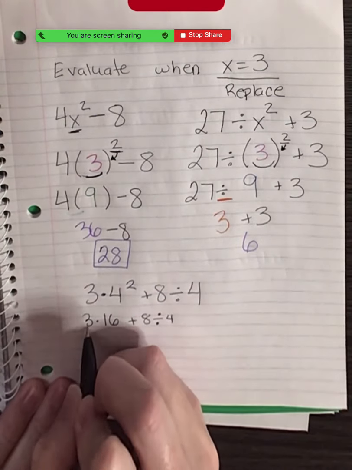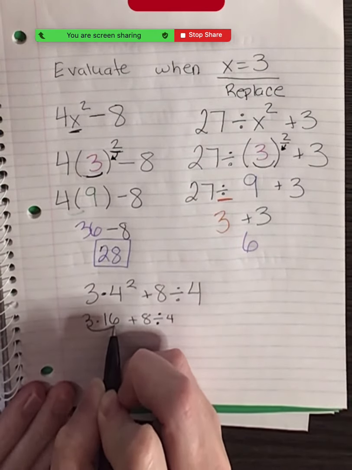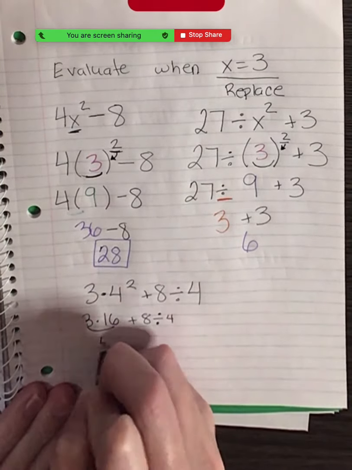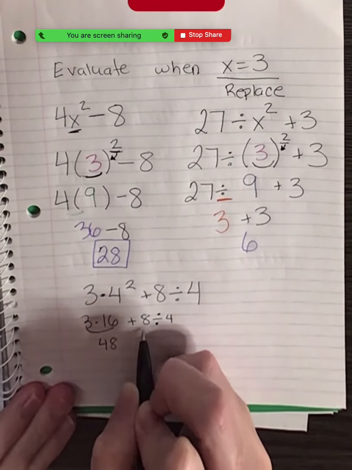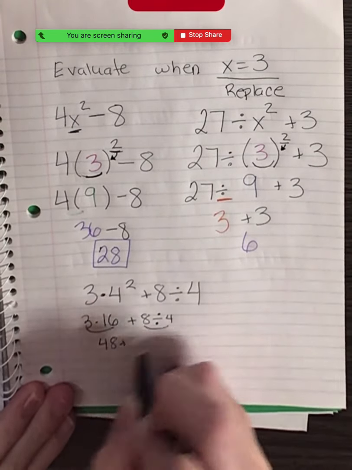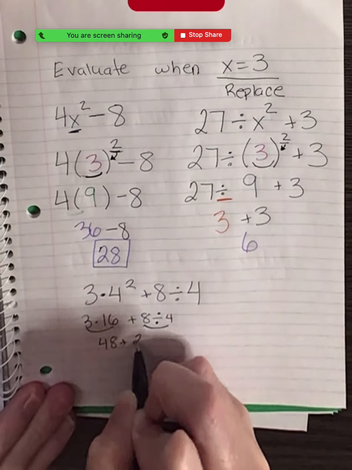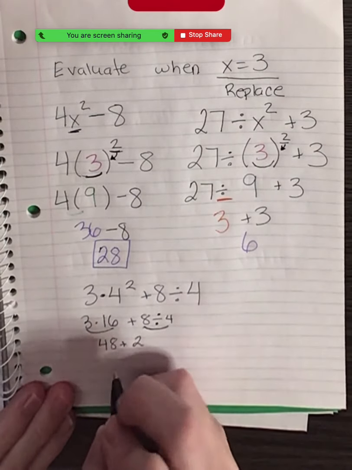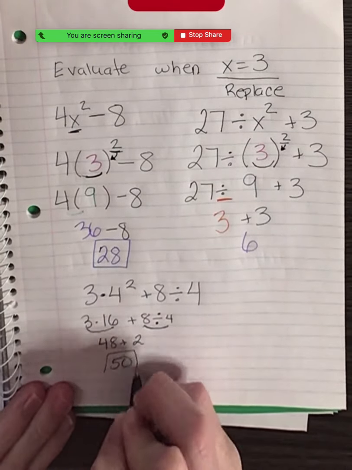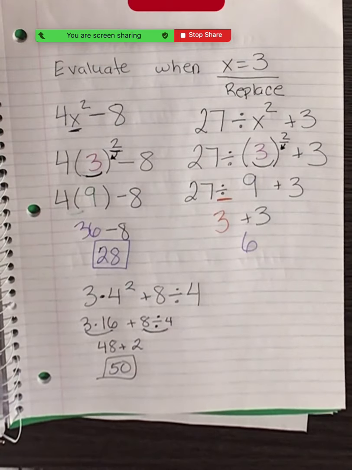So here's one set of multiplication. 3 times 16 is 48. And then I have division here. So I'm going to add 8 divided by 4, which is 2. And 48 plus 2 is 50. Following straight order of operations.